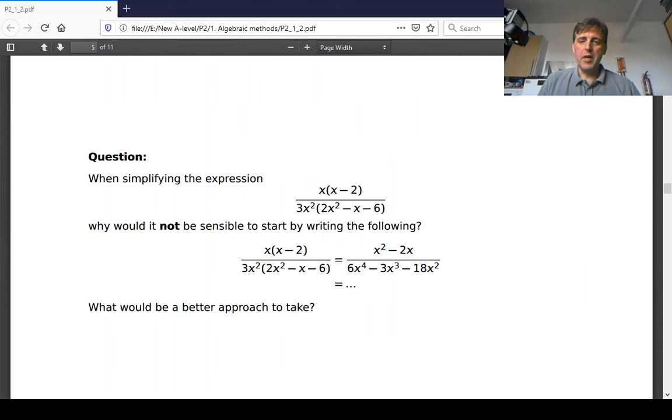Now, I hope that this is making sense to you, because a lot of people, when they meet algebraic fractions like this, their instinct is to want to multiply out. But that's not a sensible thing to do. So quick question for you. When simplifying the expression which we've got on the screen there, why would it not be sensible to start multiplying things out? Based on what we've done so far in this video, what do you think?